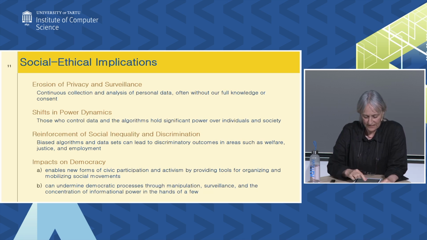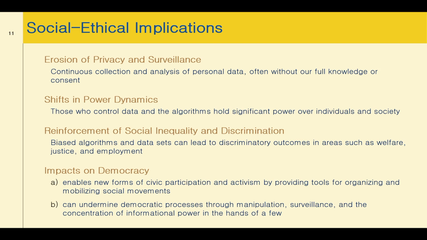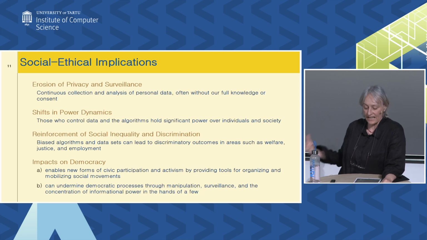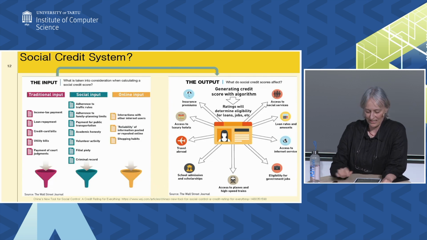We've already talked about privacy and surveillance, and shifts in power dynamics. This is an entirely new social paradigm where we can't survive without using the internet. However, all of our data is being collected in ways we do not know. It can reinforce social inequality through biased algorithms, and it has impacts on democracy, such as, on the one hand, it facilitates civic engagement, but on the other, it can be used to manipulate and surveil. So this is a rich area for contemplation and research.